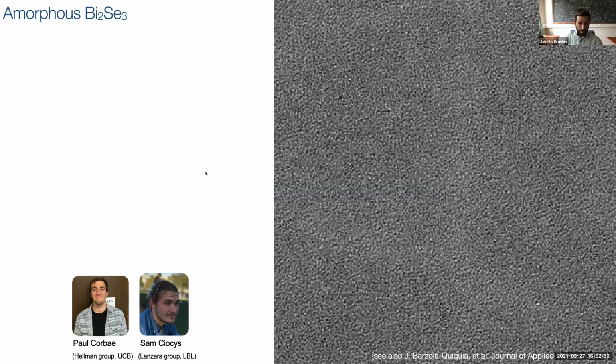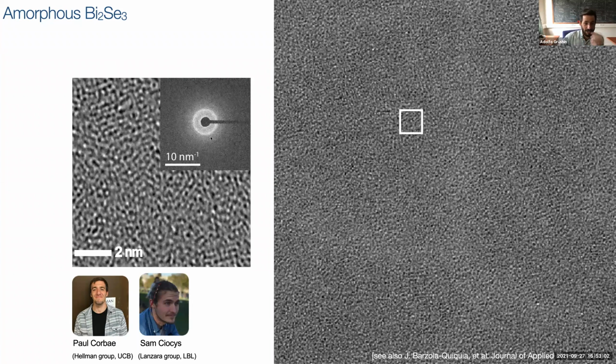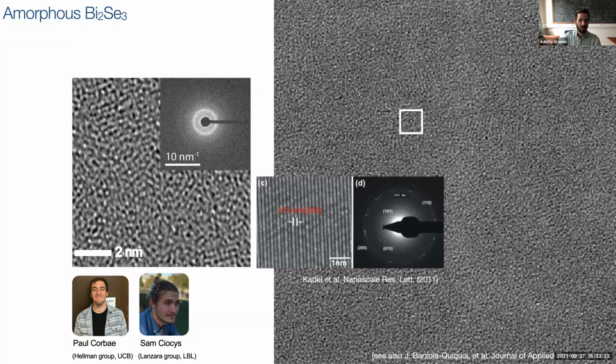Oops, sorry, my screen froze for a second. So you can see that there's no crystalline order, and the diffraction seems to be radially symmetric. So this is a good indication that we have an amorphous system. By comparison, this is how bismuth selenide looks if you do this experiment on a crystal. You see really clear peaks and a very nice crystalline lattice. This is not what we see, so we think that it's really amorphous.